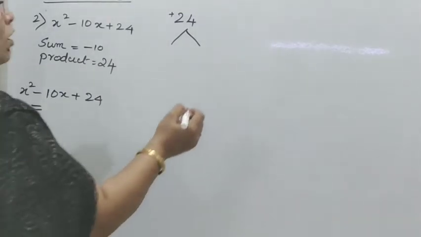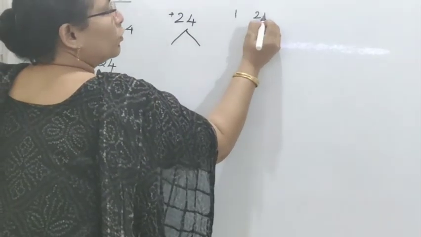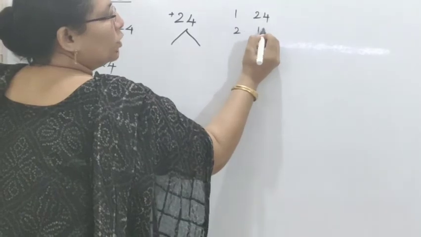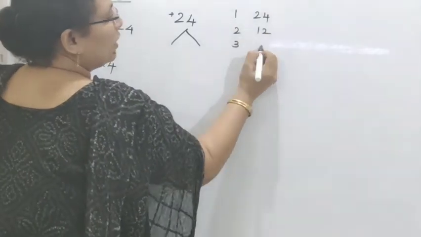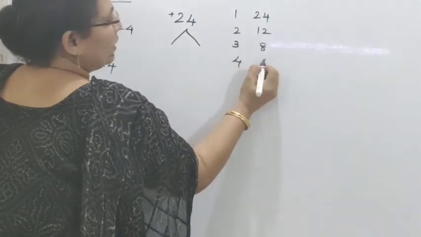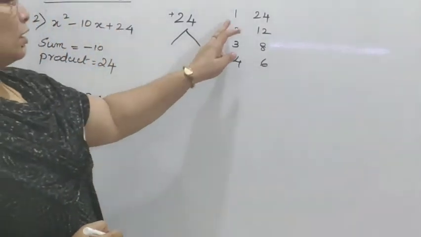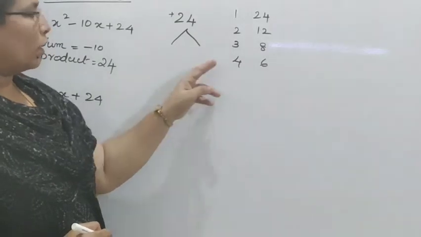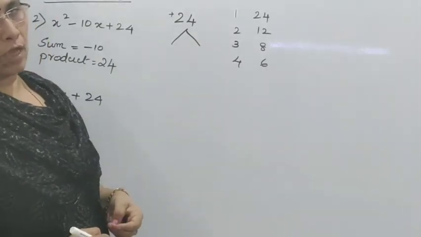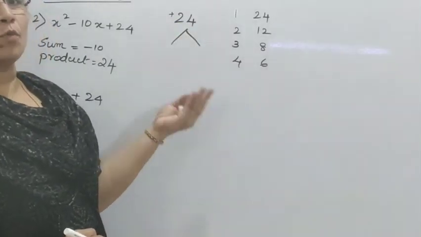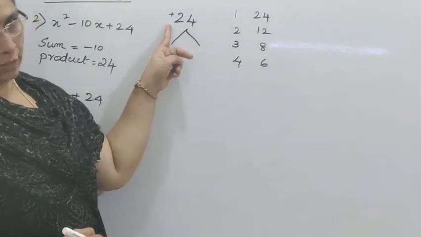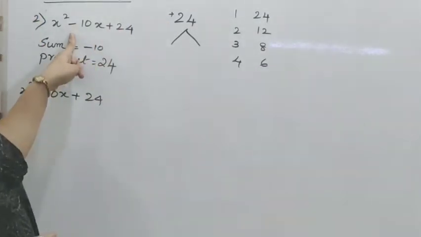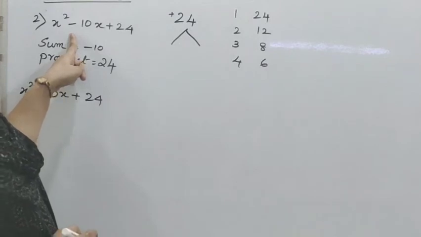Many factors you know. When we use 1, then 24 is to be written. When we use 2, then 12. Then 3 means 8. Then 4 means 6. So the products are 1 into 24, 2 into 12, 3 into 8, and 4 into 6, all 24. Either both should be minus or both should be plus for satisfying the product. Now check the middle term. The middle term is minus.